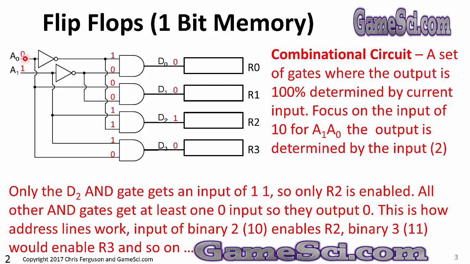I'm not going to show it, but what if I had two 1s on both of these lines? A 1 on this line would feed into here. A 1 on this line would feed into here, and this AND gate would go to 1, and it would enable D3, which is register 3. 3 on the input address would enable register 3.